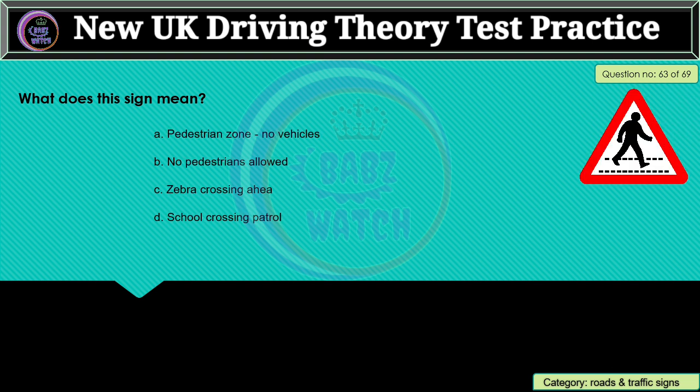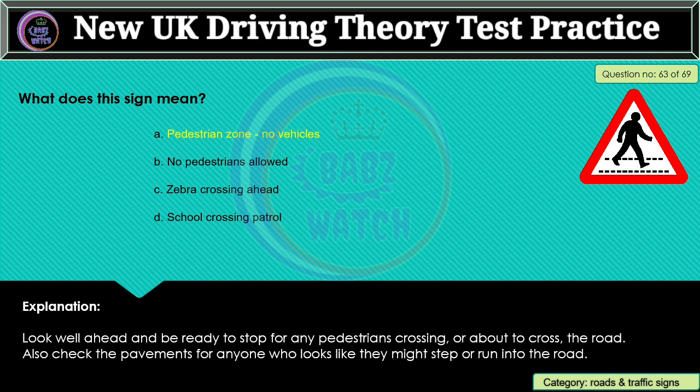Question 63 of 69. What does this sign mean? A. Pedestrian zone, no vehicles. B. No pedestrians allowed. C. Zebra crossing ahead. D. School crossing patrol. The correct answer is A.